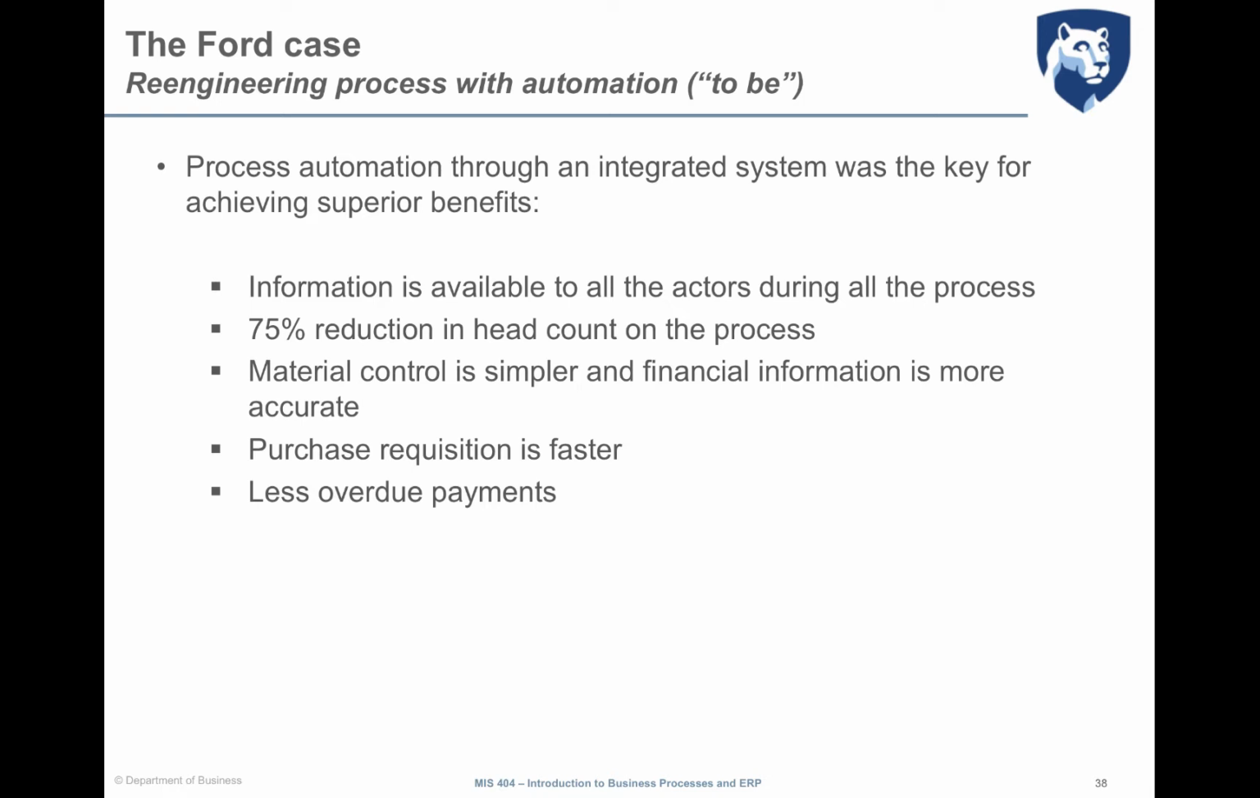In particular, if you want to reason on some numbers, in the re-engineered process, information is available to all the actors during the whole process. There was a 75% reduction of head count participating in this process. Material control flow was simpler and the financial information registered from the process was more accurate. Purchase requisitions were faster, and most of all, there were fewer overdue payments, so a higher level of service to the final customer, which is actually now the vendor. Fewer overdue payments means suppliers are more satisfied.